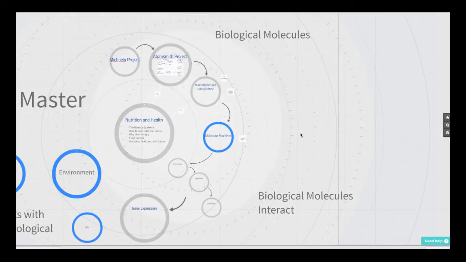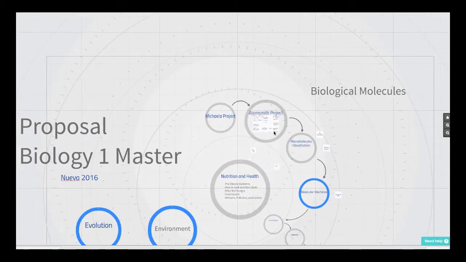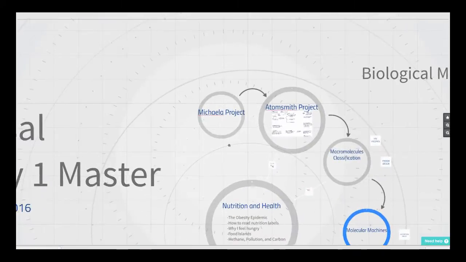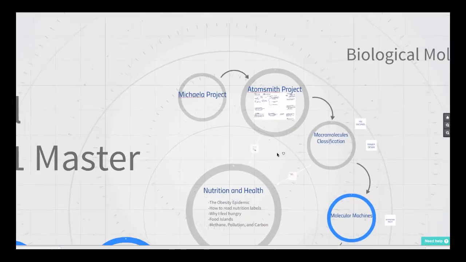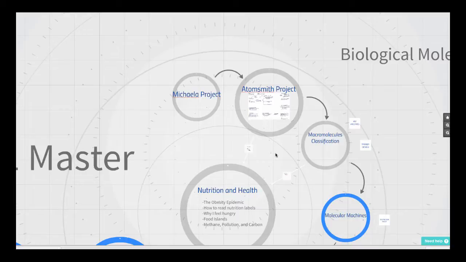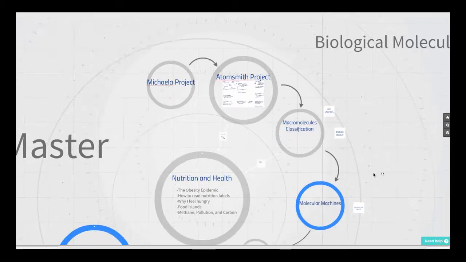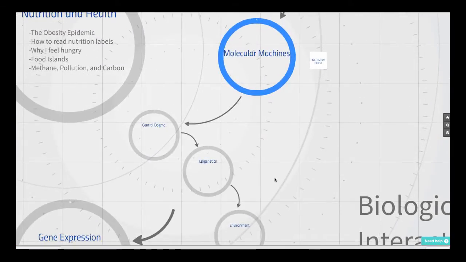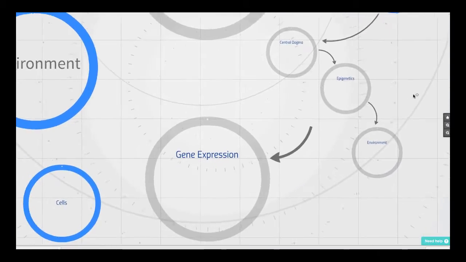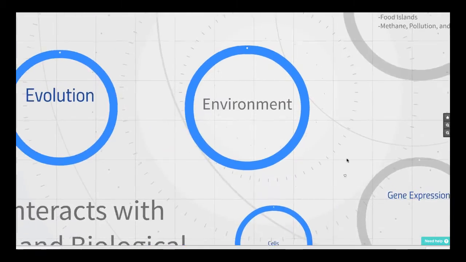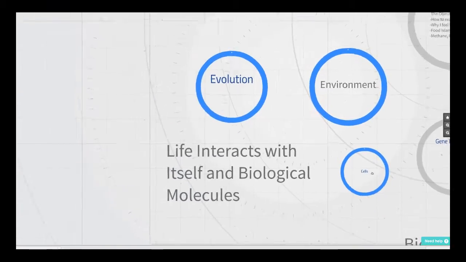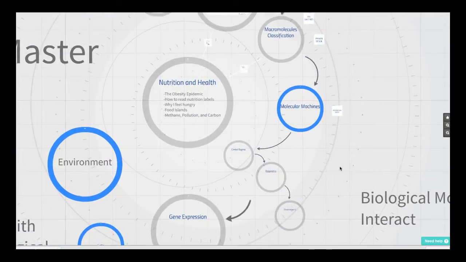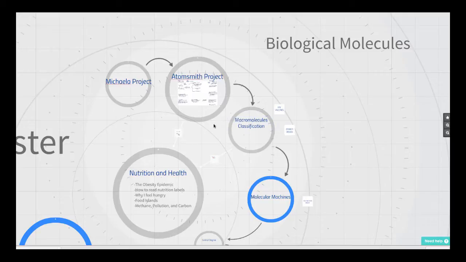So we begin this with Michaela's project, her open inquiry one. We move on to Adam Smith, which is a project that we would use to teach intermolecular forces and basic biochemistry. We then move on to macromolecules, molecular machines, central dogma, epigenetics, the environment, and how those all affect gene expression. And then we move on to these big picture ideas. This is really only fleshed out to about this point right here with the Adam Smith project.